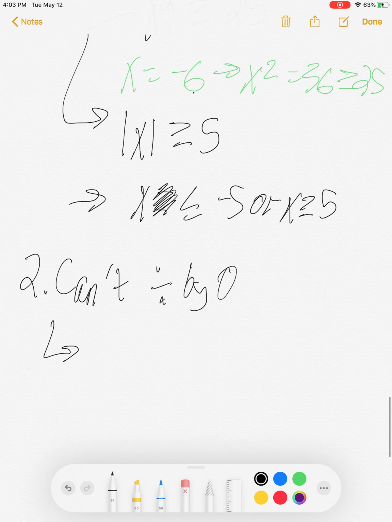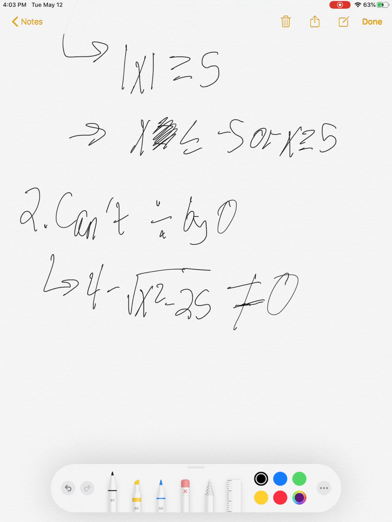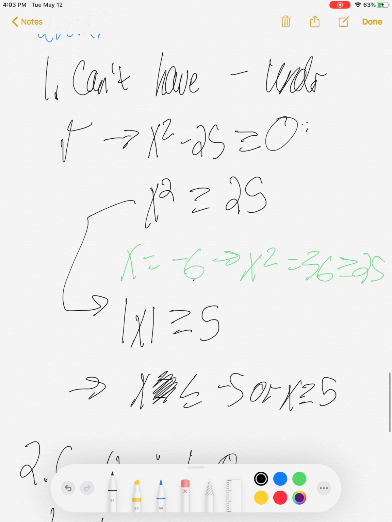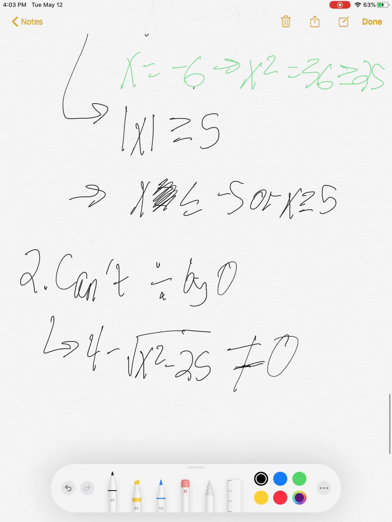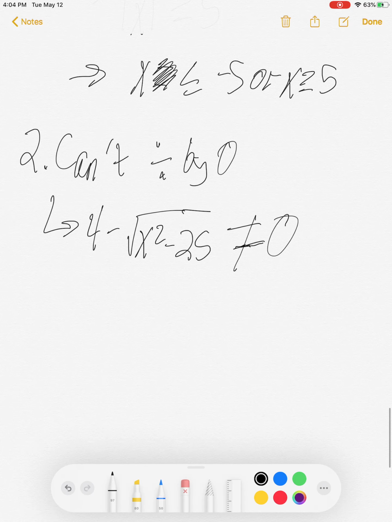So in this case, our denominator is 4 minus the square root of x squared minus 25. And I need this thing to just not be equal to 0. It can be bigger than 0. It can be smaller than 0. In this case, we couldn't have it be smaller than 0 with the radical, but here it's okay if our denominator is smaller than 0. It just cannot be, on the nose, equal to 0. So this is the condition that we must satisfy: 4 minus the square root of x squared minus 25 is not equal to 0.